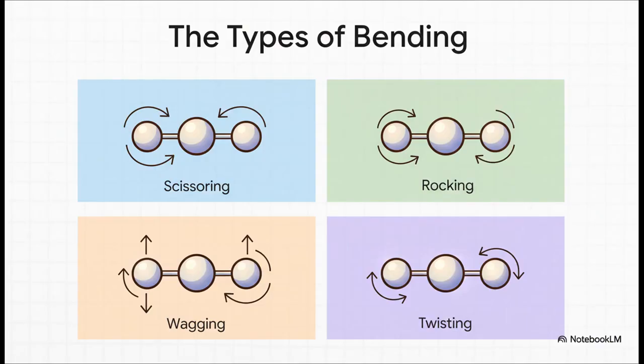And the bending dance gets even more specific, which is pretty cool. Scientists have given these moves some really great descriptive names. You've got scissoring, where atoms move toward each other. You've got rocking, wagging, yep, just like a dog's tail, and even twisting. Each one of these little dances absorbs a very specific frequency of infrared light, and that is exactly what our machine is designed to measure.